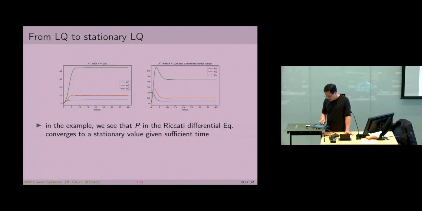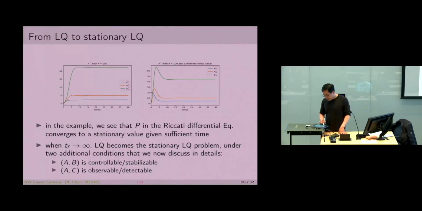Bring back the picture again. The observation we made is that this P in the Riccati equation, if the time is sufficiently long, will converge to a stationary value. In this case, in the LQ problem, if TF is very, very large, then P converges to a constant instead of being time varying. The LQ becomes a stationary LQ problem.